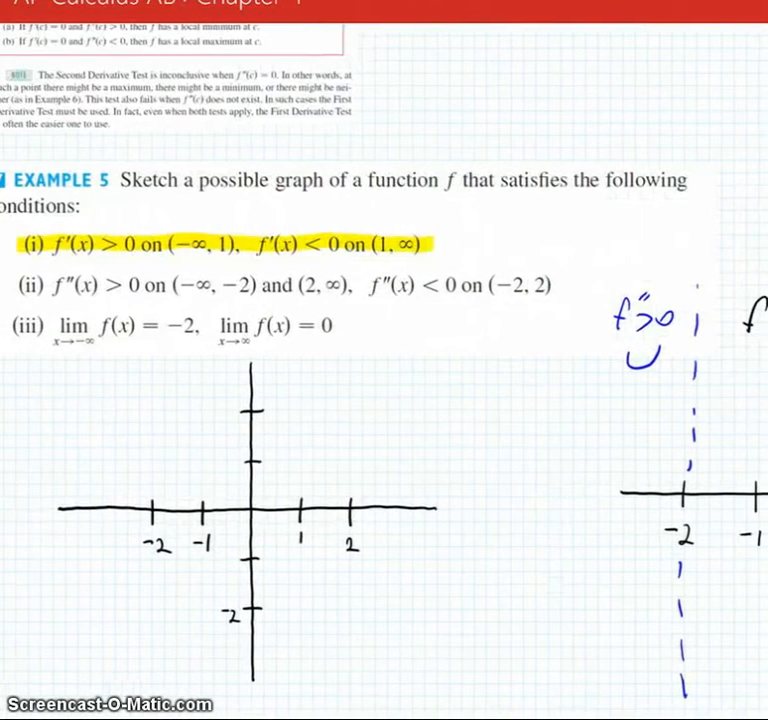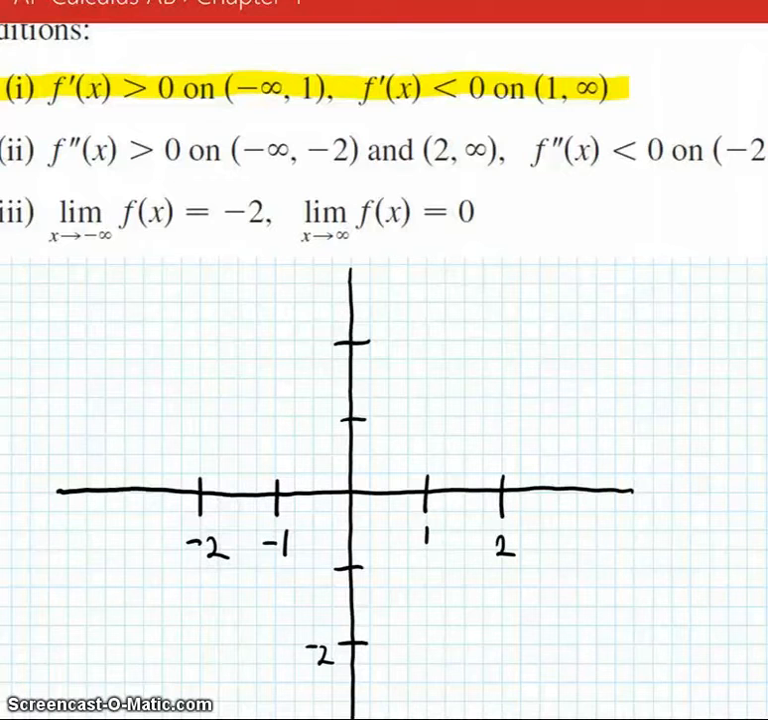And the last set of conditions say that as x approaches negative infinity, the function approaches negative 2, and as x approaches infinity, the function approaches 0. So this means that there are asymptotes. There's a horizontal asymptote at negative 2 when the function is approaching negative infinity, and there's a horizontal asymptote at 0 when the function is approaching positive infinity. So we can use all of that information to help us draw a sketch.